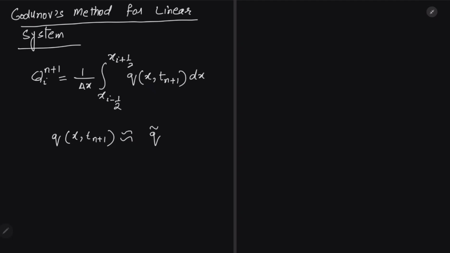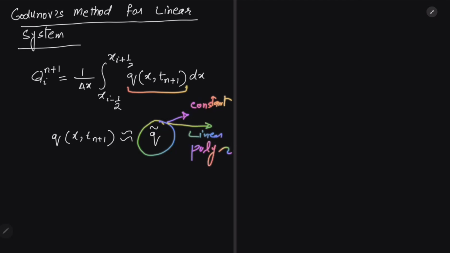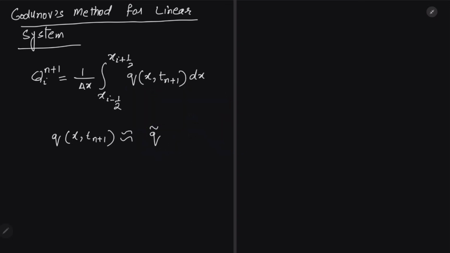So that's how we actually define Godunov's method. It is just a simple thing. You just need to replace this q with some piecewise polynomial. It can be a constant, since polynomials include constants. You can write it as a linear polynomial and so on. We will probably talk about linear polynomials in a future video.